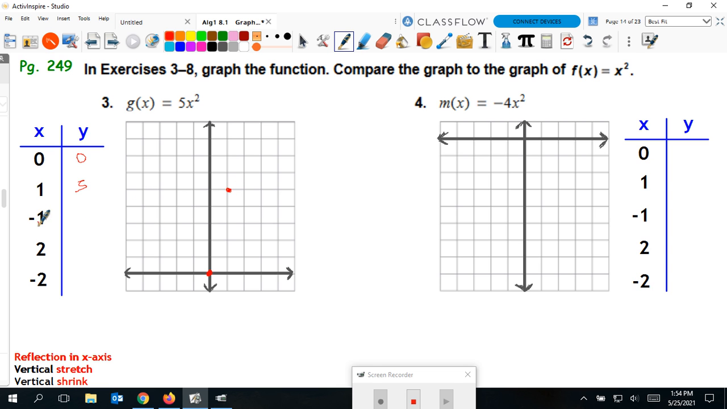If I put negative 1 in here, negative 1 times negative 1 would be 1 again, and then 1 times 5 would also be 5. We're going to get the same number there, just on the other side because of symmetry. Remember, the axis of symmetry is going to be our y-axis going right through here. Now if I do 2, 2 squared is 4, and then 4 times 5 is 20. 20, that's going to be off my graph. It's going to be way up there. And then if I put negative 2 here, negative 2 squared is 4, and that's also going to be 20 as well.